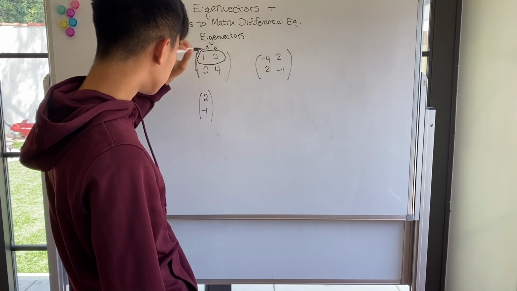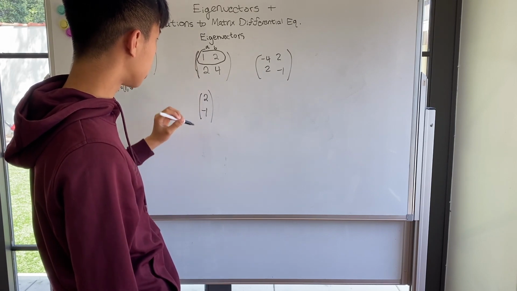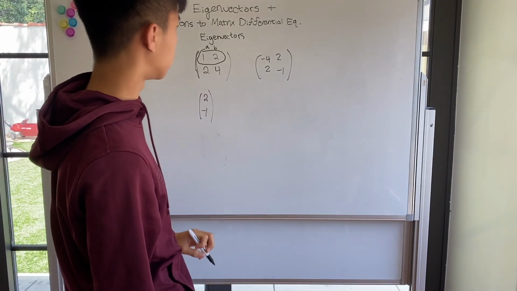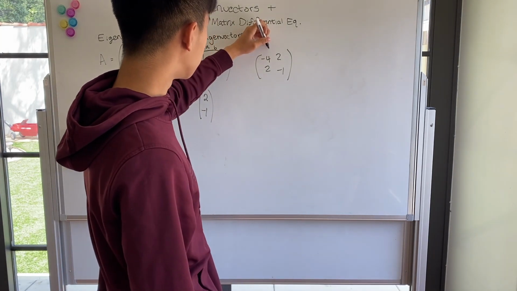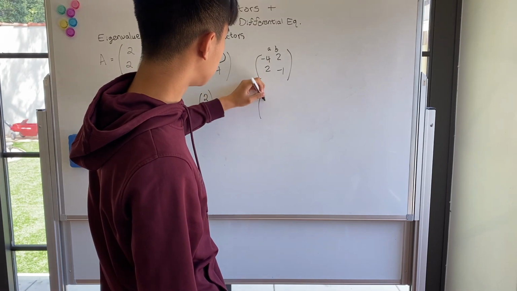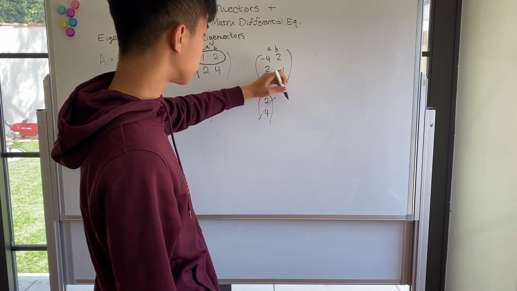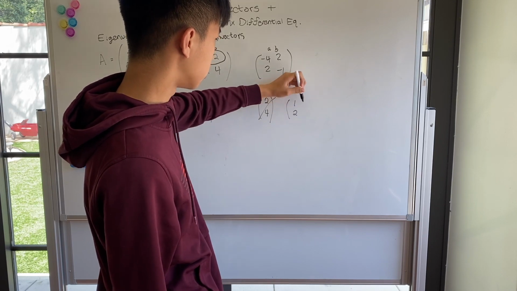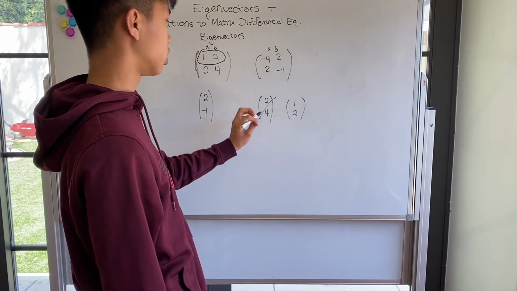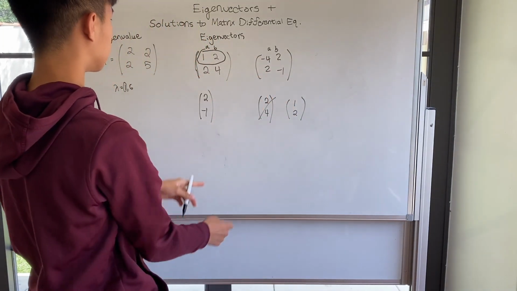So the ratio would be 2 to 1. 2 goes on top, 1 goes on bottom. Then we add a negative sign to either of these numbers. It doesn't really matter. And then we do the same for here. So we have 2 to 4, but remember, the ratio is simplified. So 1, 2 is our simplified form of the ratio. That is going to be our eigenvectors for each of these.